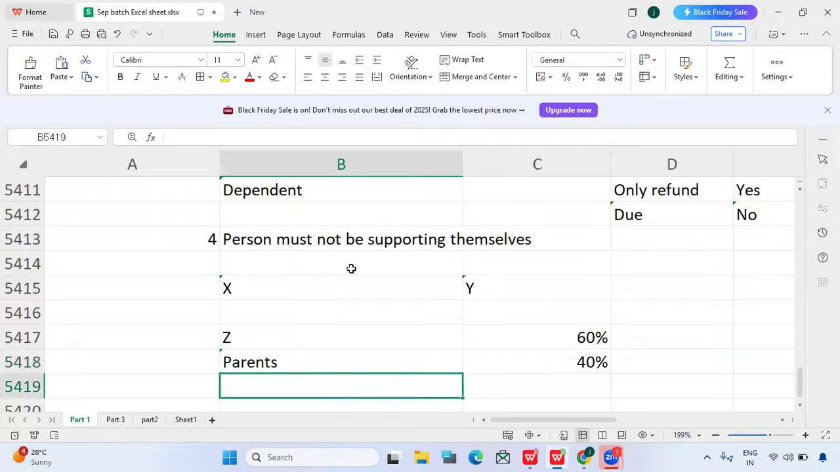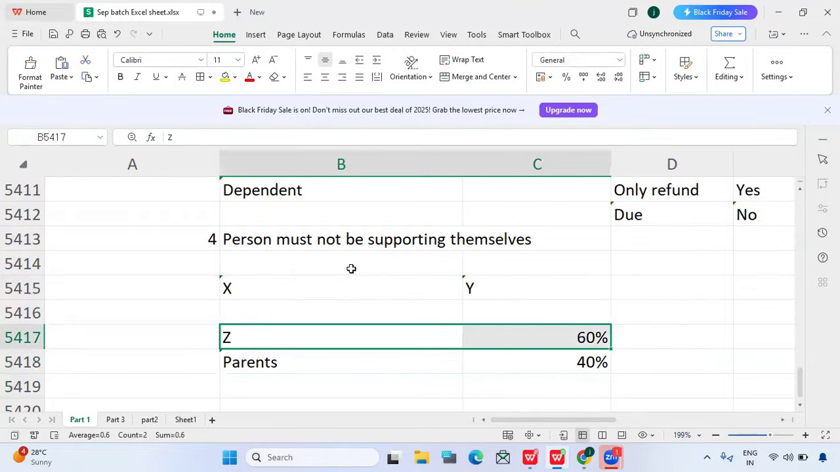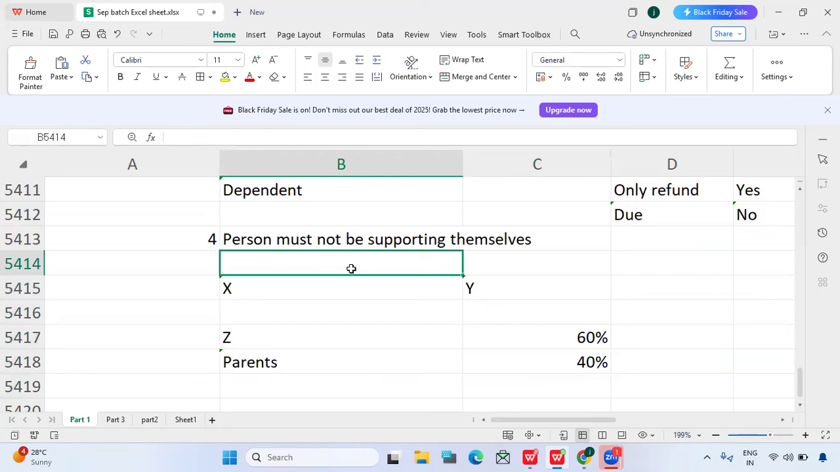So can we say Z is a dependent? No, because he himself is providing more than 50% of the support, so he is no more a dependent. To consider someone a dependent, the tax dependent himself should not provide more than 50% of his own support. Then we will consider the person a dependent. This is clear? Guys, any questions?